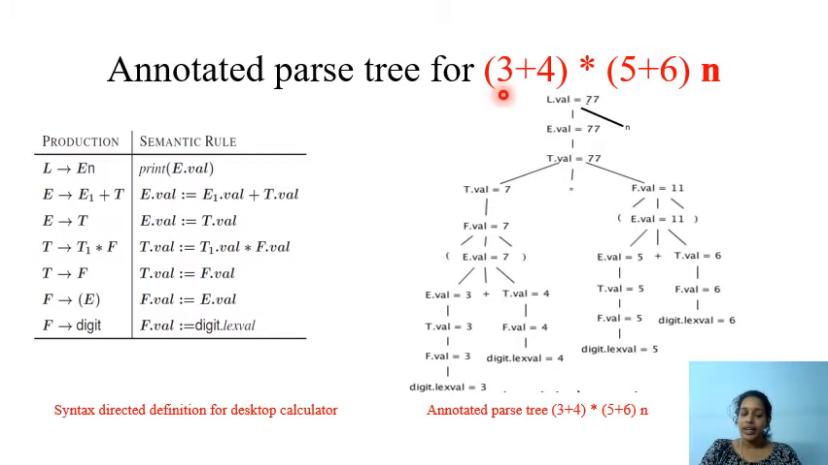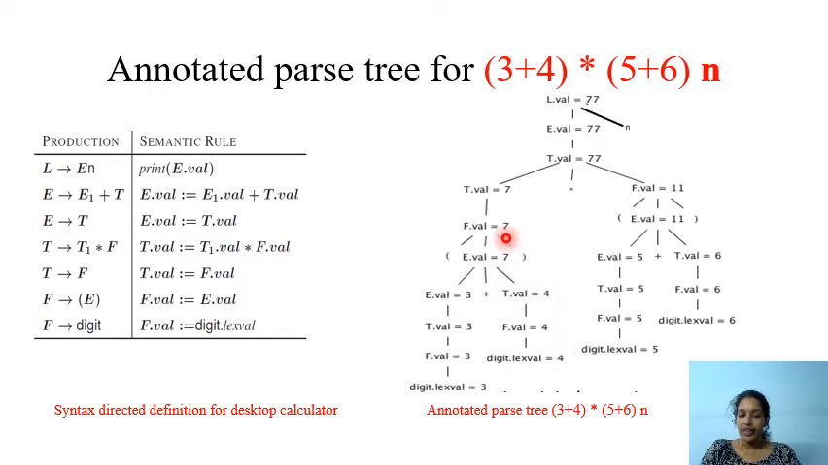Now we consider another example, 3 plus 4 into 5 plus 6. First of all, we have to make the parse tree. For making this parse tree, we have to select appropriate productions from the given grammar. Then we got a parse tree, and we have to traverse it bottom up. Like this we have done, and here we got the value.